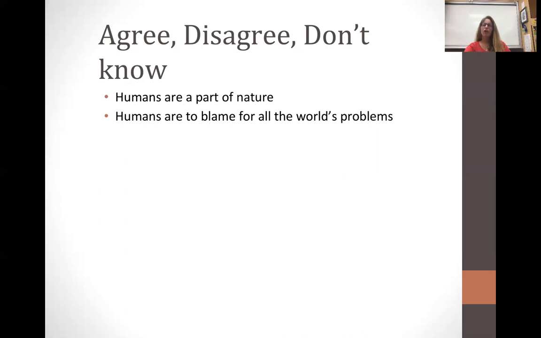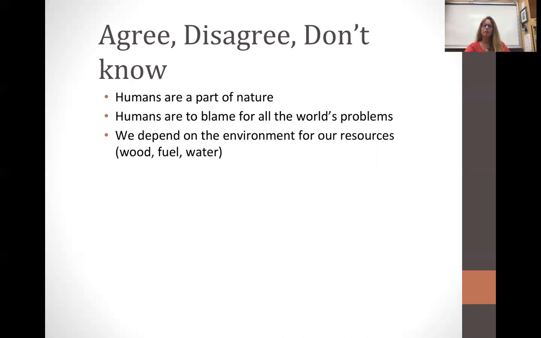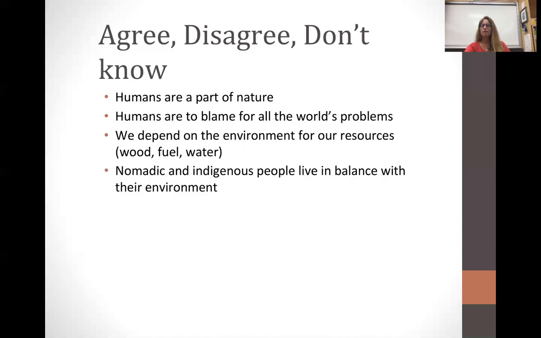Humans are to blame for all of the world's problems. The key term in there is all. Do you believe that we are to blame for all of the world's environmental problems? We depend on the environment for our resources: wood, fuel, water. Nomadic and indigenous people live in balance with their environment. An indigenous person is a person that has been in that environment for thousands of years. Think about Native Americans. We consider those indigenous people, or Aboriginals in Australia are indigenous people.